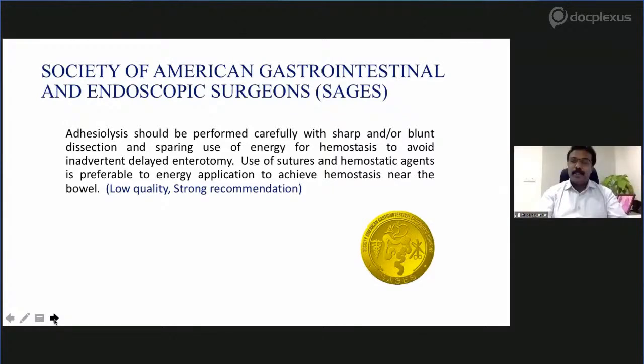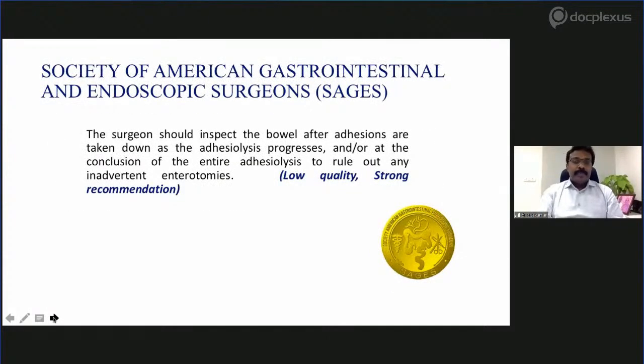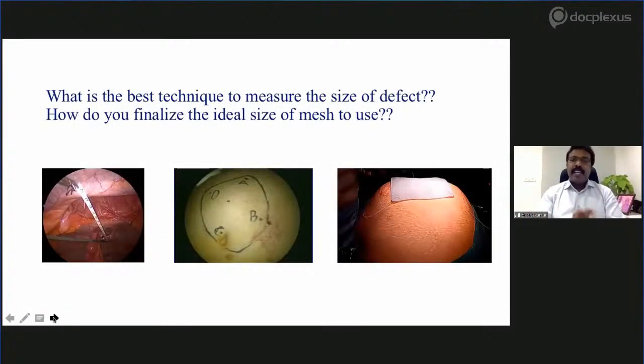What are the SIGs told? Everybody told that, so I don't think I should repeat that again. What is the best technique to measure the size of the defect? How do you finalize the ideal size of the mesh to be used? I think Dr. Avinash, you have to answer this.